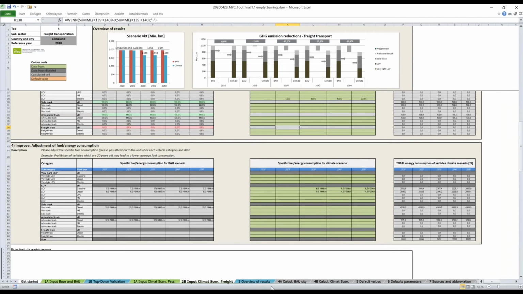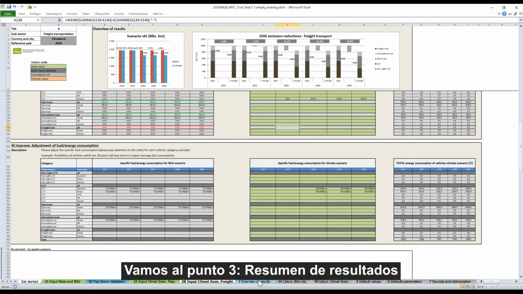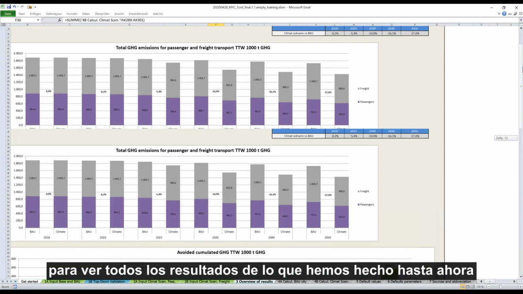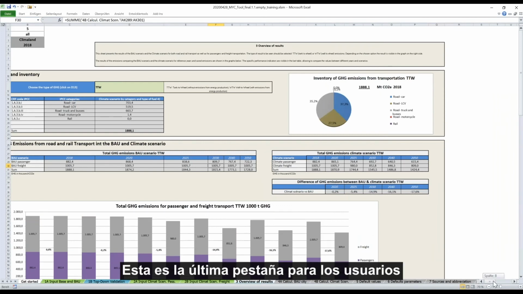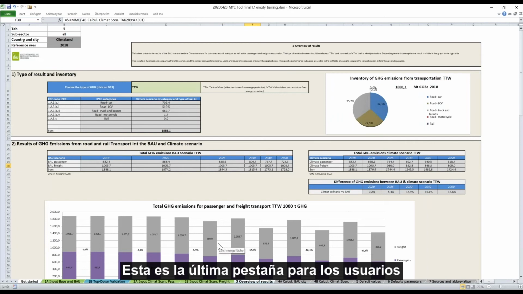And to end this video on the climate scenario, the entire series, we go to the 3, because then we see all our results. We see everything we have done so far. It is the final tab, let's say, for the users.